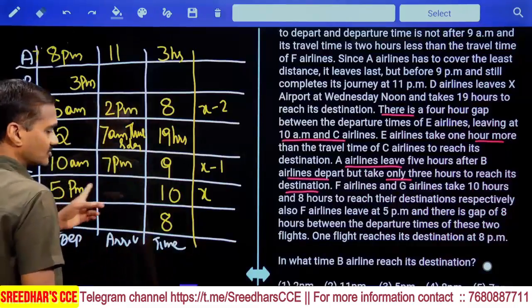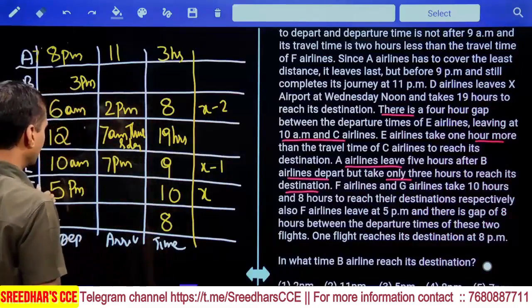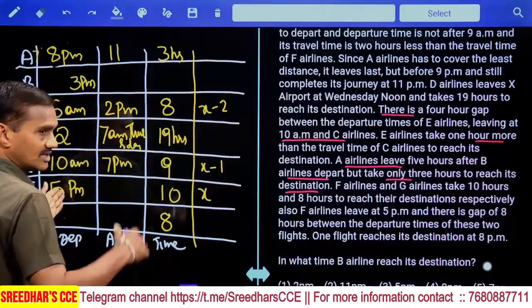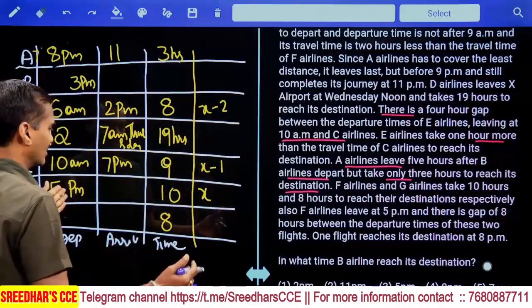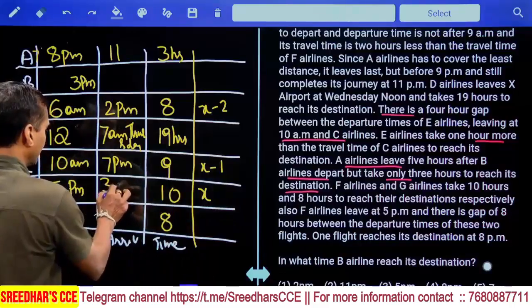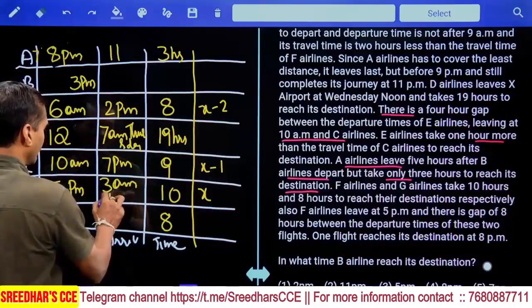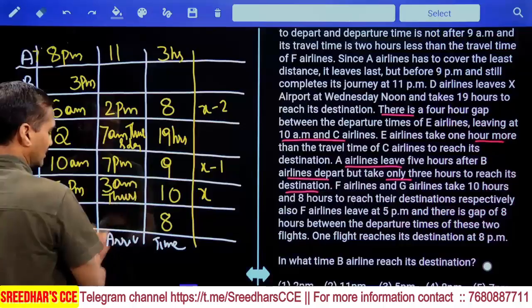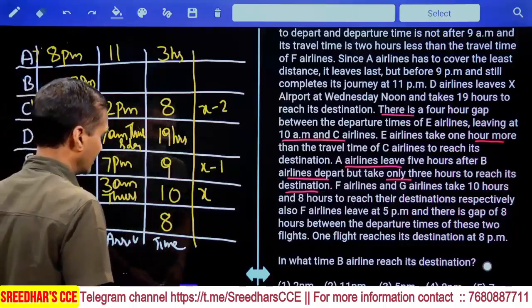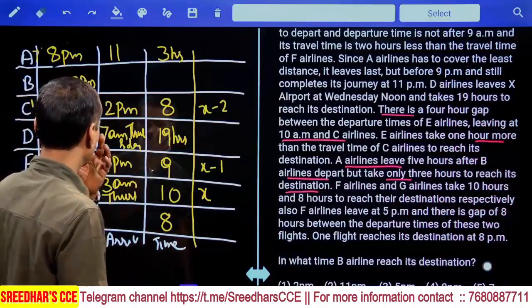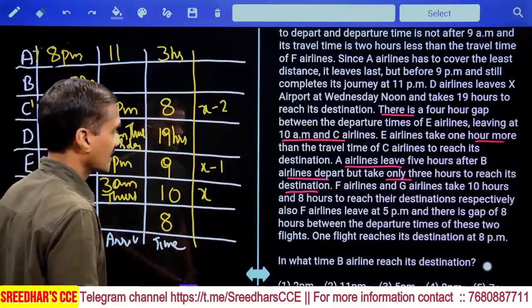Now 5 pm స్టార్ట్ అయింది, 10 hours తీసుకుంది. 5 pm నుంచి ఇంకా 7 hours అయితే 12 o'clock, 7 plus 2, that means 3 am on Thursday. 3 am next day, 3 am on Thursday it will take. And next one. Now these are the timings we have. It is taking 8 hours.